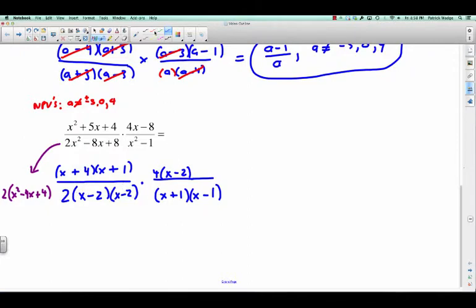going to leave it like this because I'm now going to cross stuff out in a second. But before I cross stuff out, I want the NPVs. So we look at the denominators. What would make this factor, the 2, 0? Nothing. That doesn't make sense. It's 2, so forget about that one.